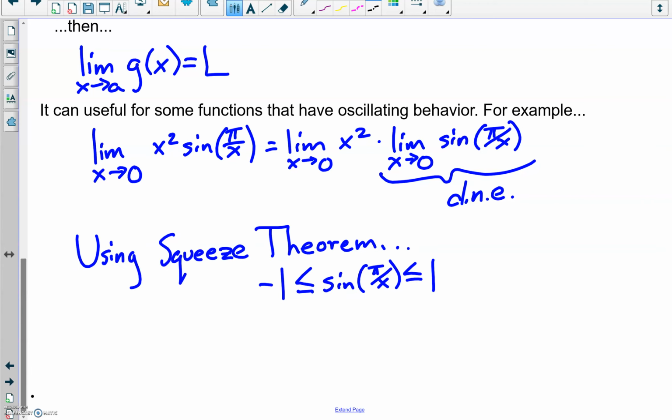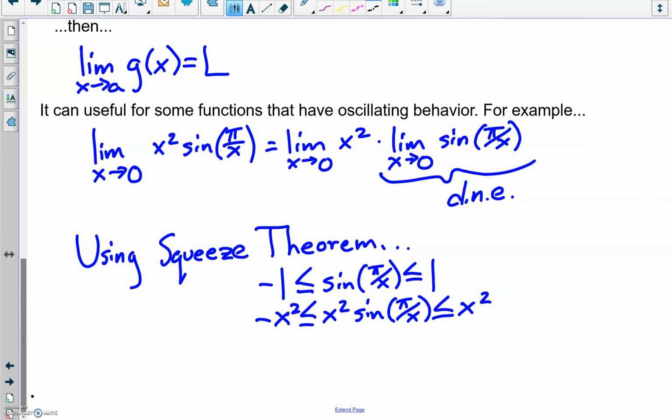The first step is to take the sine of pi over x part and realize that the sine is between -1 and 1. Even with that pi over x, it's still going to go between -1 and 1. That's not really the function that I want to find the limit of. So what we're going to do is modify the middle by multiplying by x squared. And whatever you do to the middle, you've got to do to both the left and the right. So we're going to multiply the whole thing by x squared. And we get -x squared less than or equal to x squared times sine of pi over x less than or equal to positive x squared.